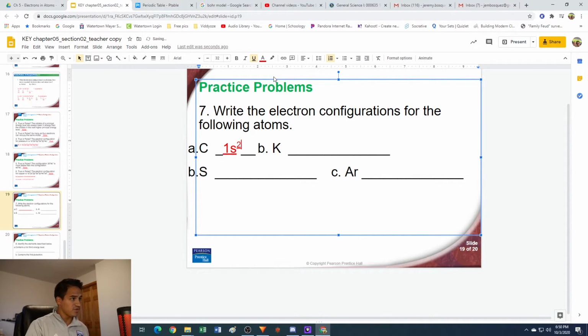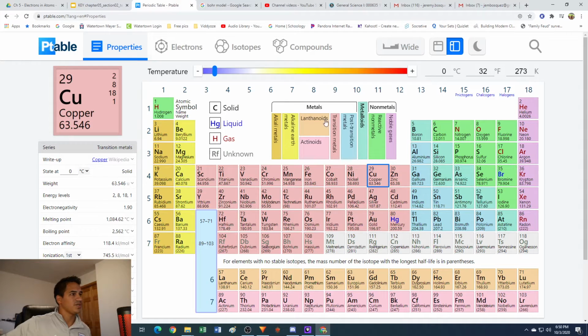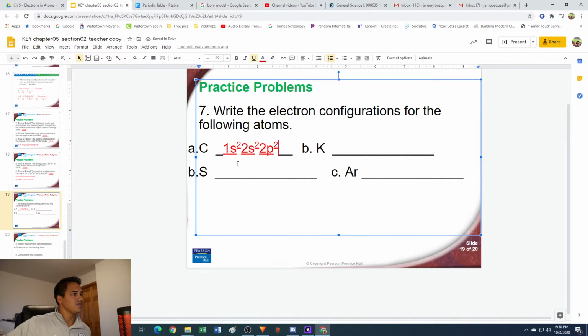So it's going to be 1s2, 2s2, 2p2. Okay, and I'm just going to double check that. Yep, 2p2. Okay, this is our configuration for carbon. I'm sorry, for carbon. Letter B for sulfur. Oh, we have two letter B's. All right, well, that's awkward. That's okay. Let's change that to D.